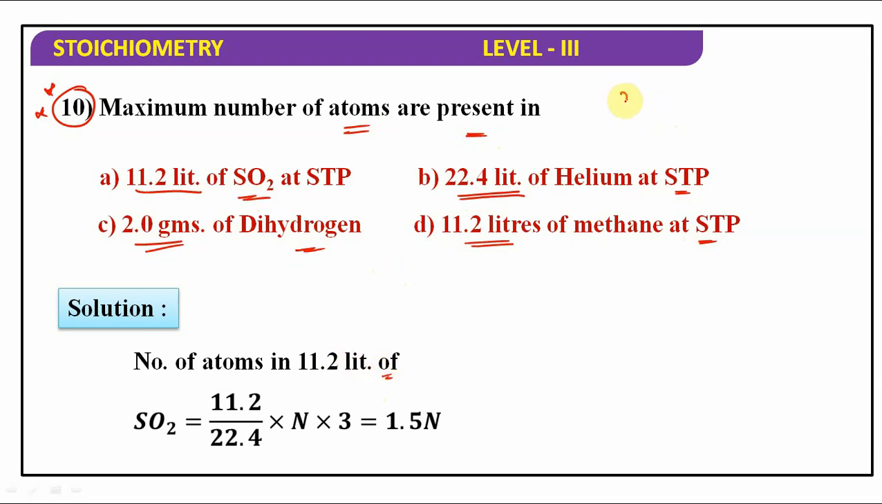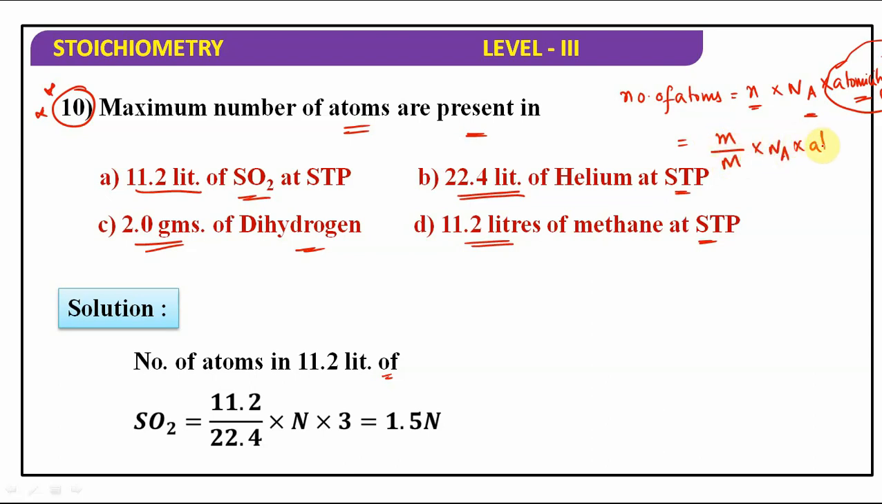Number of atoms, what is the formula? Number of moles into N A, Avogadro number. If atomicity is there, that atomicity also should be mentioned. If it is not clear, it is atomicity. Is it clear for you? So number of atoms will be equal to number of moles into Avogadro number into atomicity. Number of moles will be mass by molar mass.